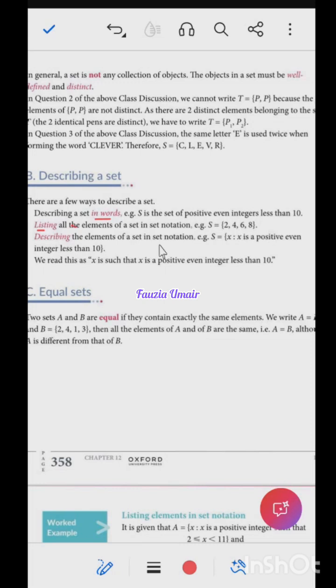Now look at describing in set notation. In set notation, you will see it is written as x such that x, and a colon is written there. What do we read the colon as? Such that. So how will we read this? x such that x is a positive even integer less than 10. Okay, below they have also written x such that x is a positive integer less than 10. Okay dear, this is how you are going to write it down.